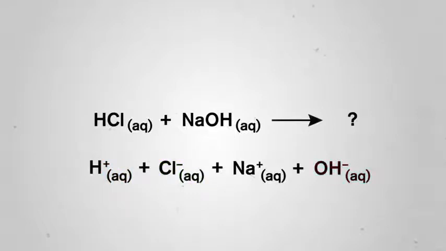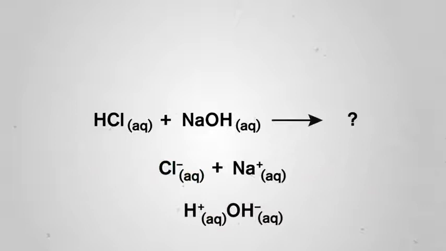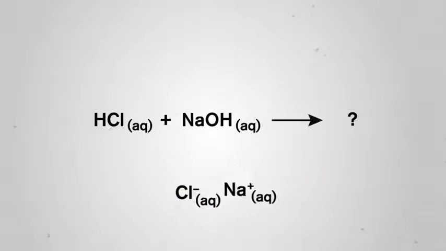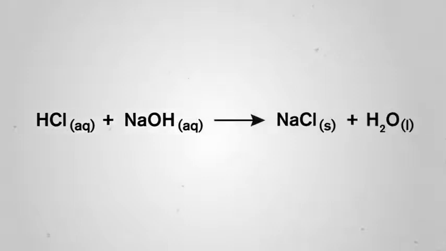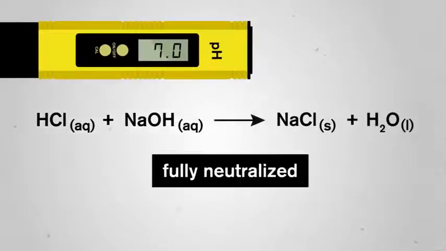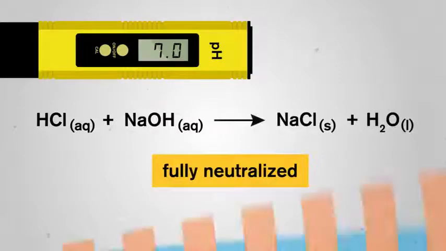When we combine these together, the H+ and OH- ions can pair off. If all of them pair up, there won't be any acid or base ions left in the solution after the reaction. This means the pH is a neutral 7, so we can call the substance fully neutralized. Weak acids and bases only partially neutralize. We'll get into that next episode.